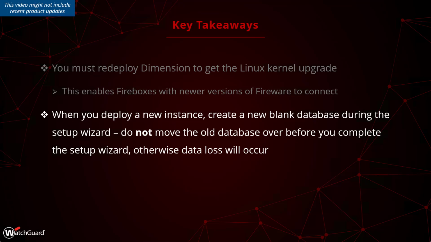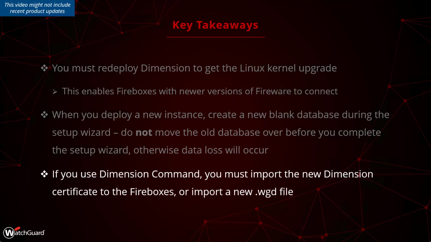If you move that data disk into the new Dimension server before you run the wizard, it will wipe all of your data. So just finish the wizard, get it up and running. Once it's done, then swap the data disk. And if you use Dimension Command, remember that you need to import the certificate from the new Dimension instance onto your Fireboxes. And if that doesn't work, you can import a new WGD file.